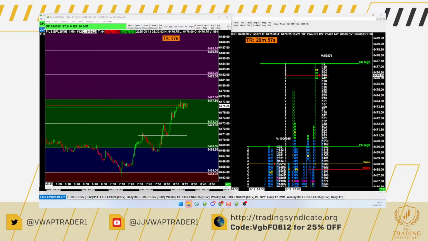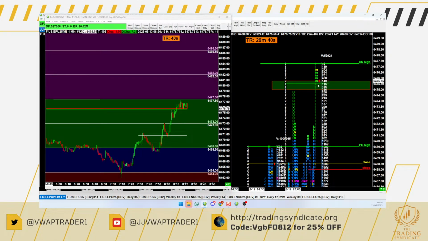Not much. Oh, there we go. Right. There's our most obvious short position right there, between 75 and 75 and 3/4. And let's see if it fills.